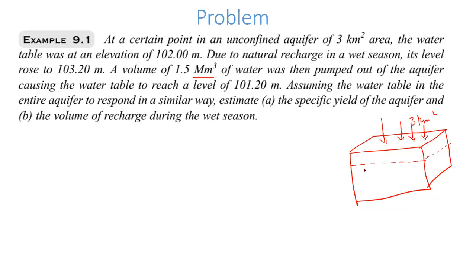Okay, just think of it like an entire box that responds uniformly. Due to natural recharge, its level rose. So after recharge happened, the water level rose to some level over here. Then some volume of water was pumped out, causing the water table to reach an elevation of 101.2. So some pumping was done and the water level reached somewhere over here.